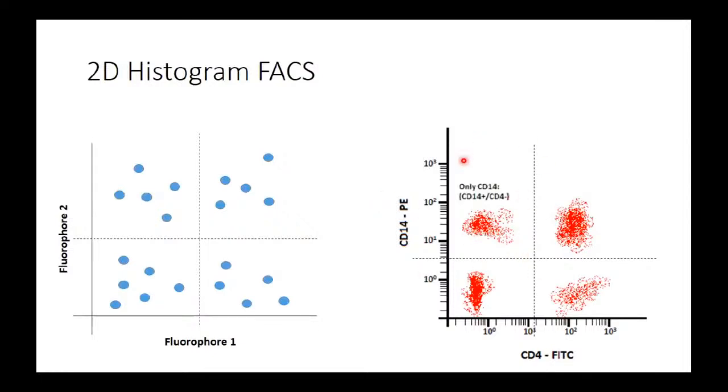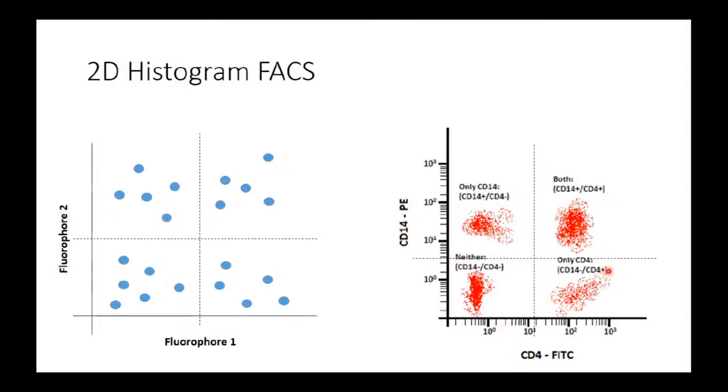Cells in this quadrant are expressing CD14, but they are not expressing CD4, so we have CD4 negative. Cells here are expressing both. They are giving high signal on both of them. So the CD14 positive, CD4 positive. These cells are CD14 and CD4 negative because they are giving low signal on both detectors.